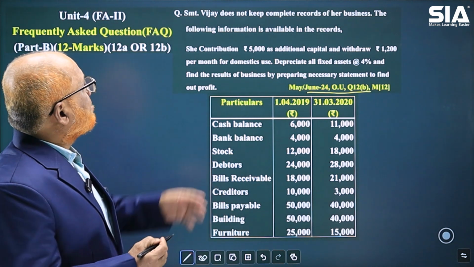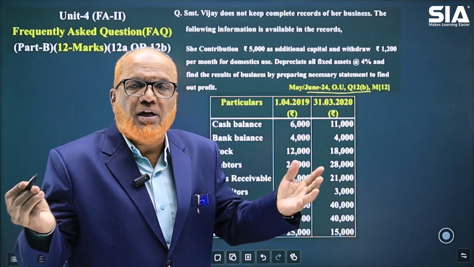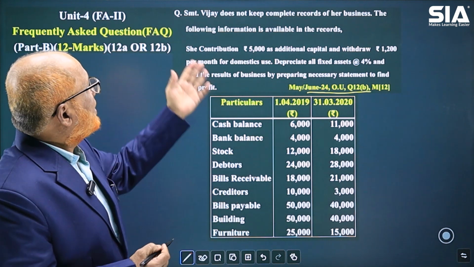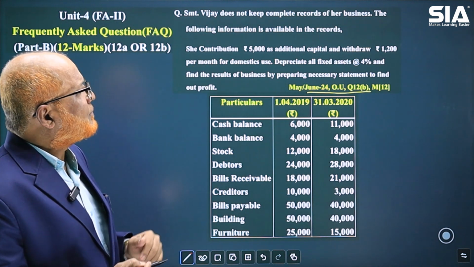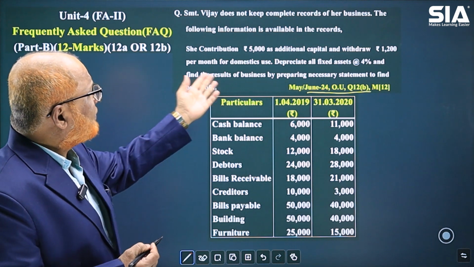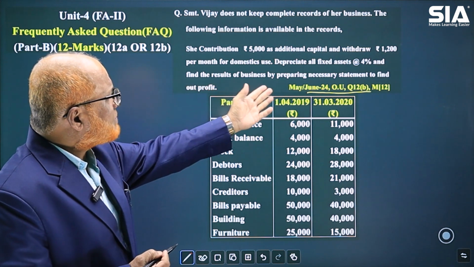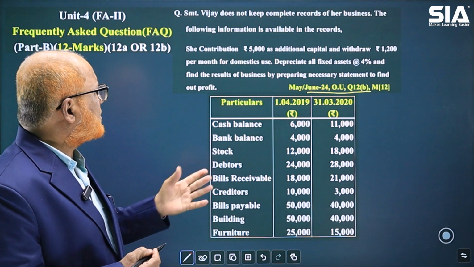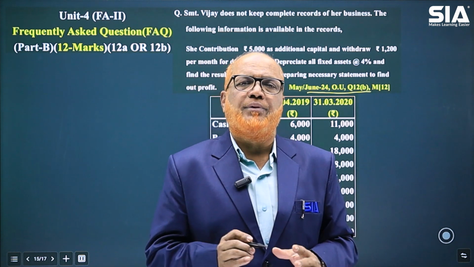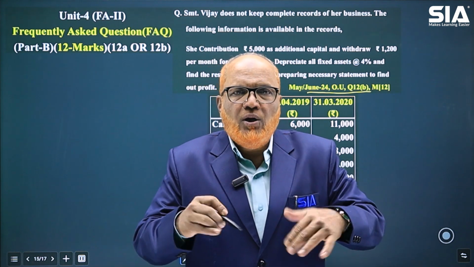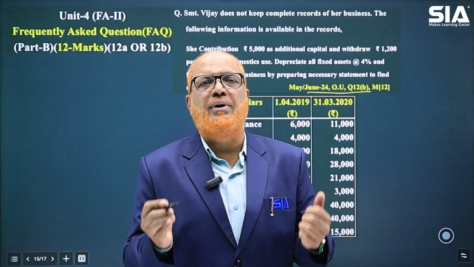So what does the problem say? Srimati Vijaya does not keep complete records of her business. That means she does not have complete records, an incomplete system or single entry system. The following information is available in the records. She contributes 5,000 as additional capital and withdraws 1,200 per month for domestic purposes and depreciates all assets at 4%. Find the result of the business by preparing the necessary statement of profit or loss. It is asking you simply to find out the profit or loss made during the year. During the year, she has contributed further capital and also made drawings for her personal use.